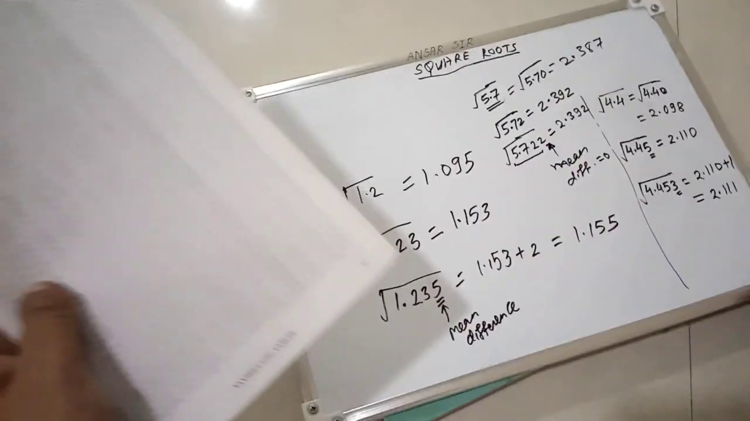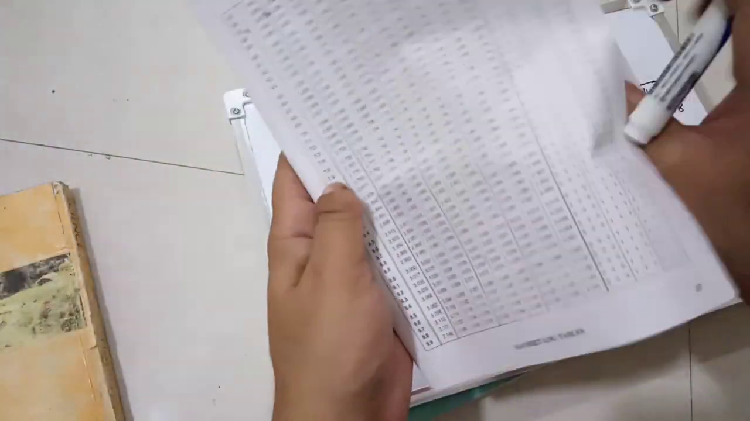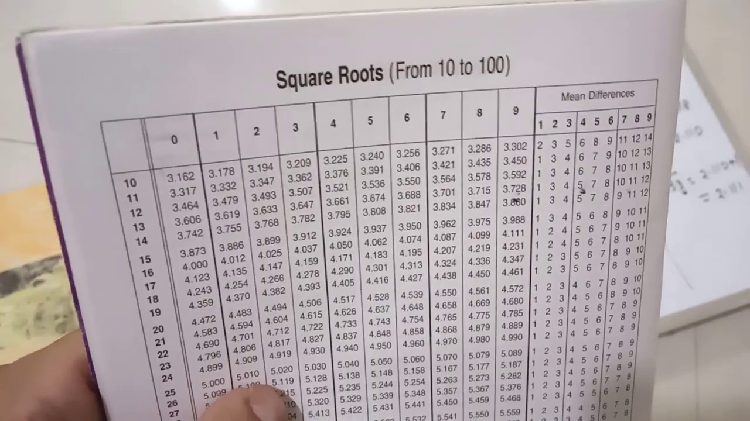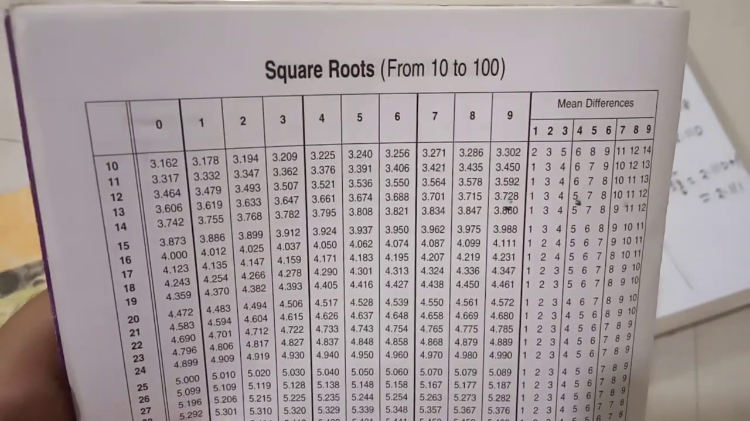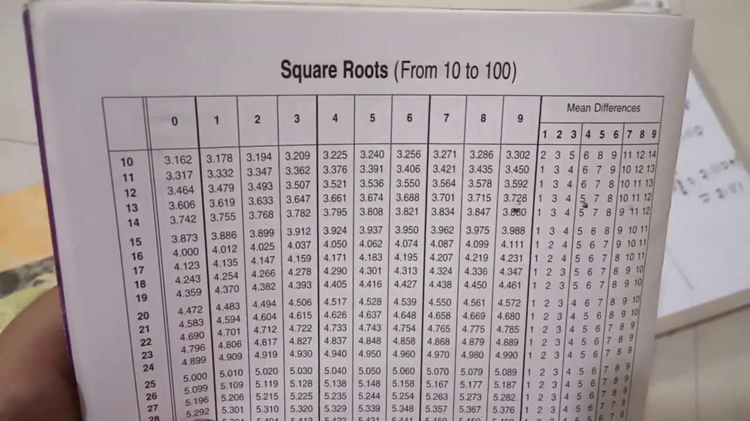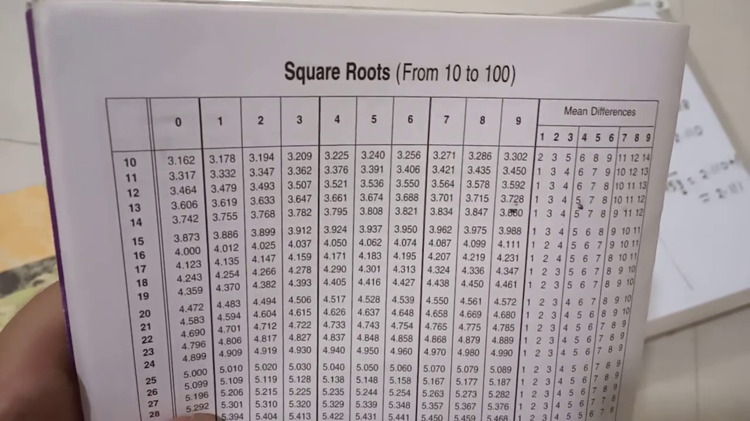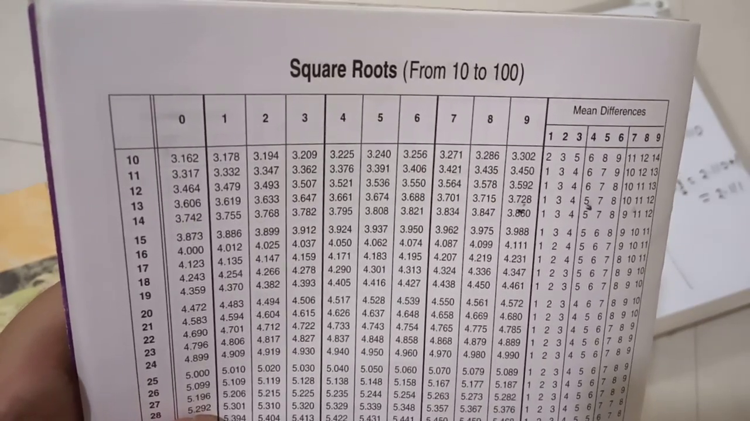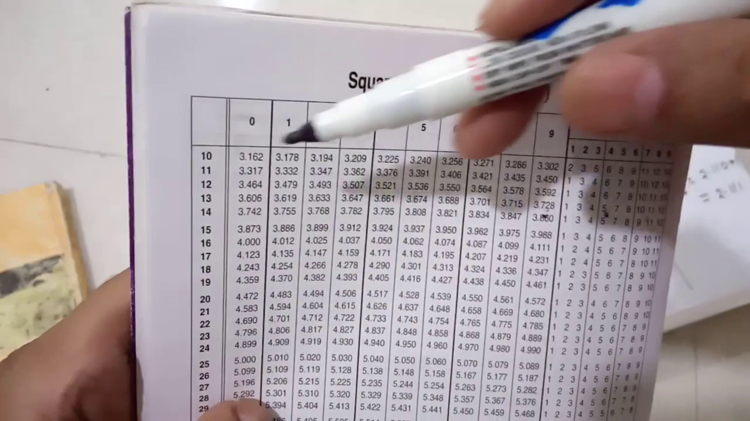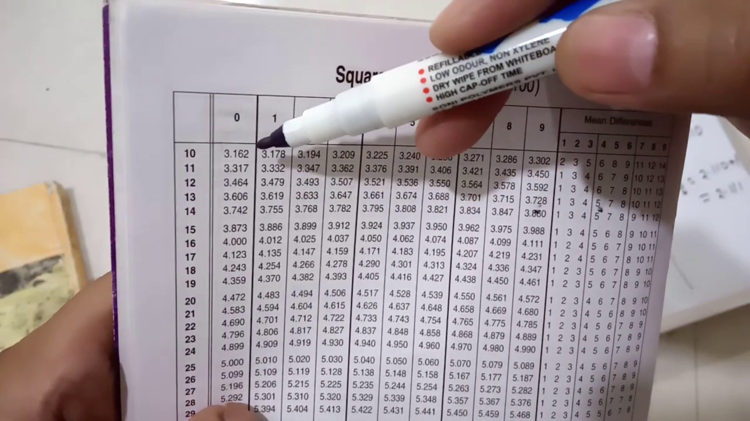Understood? And suppose on the next page in the logbook they have given this, though this will not be helpful in the board exam because in the board exam they don't provide a square root table. Actually we have to use log. So this will be 10. Square root of 10.0 is 3.162.